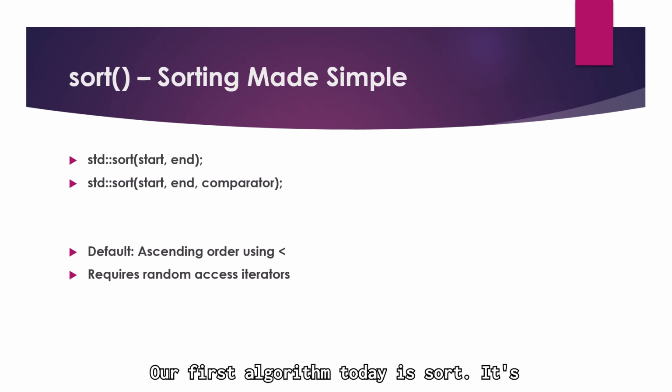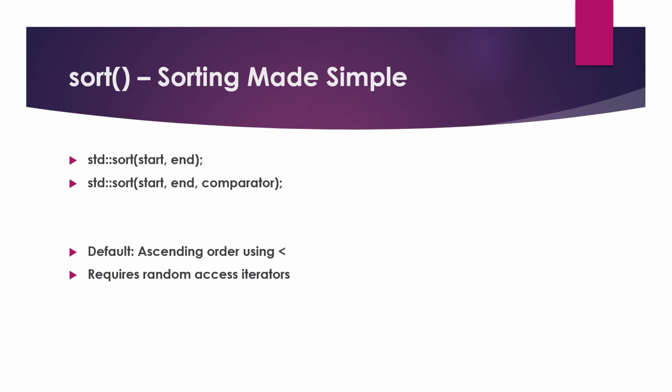Our first algorithm today is sort. It's one of the most commonly used algorithms in C++. The syntax is simple: std::sort(start, end). This sorts the elements in ascending order using the less than operator by default. If you want custom sorting, you can pass a comparator function or a lambda. Note that sort works only with random access iterators, so vectors, arrays, and deques are okay. But sets, maps, and lists won't work because their iterators don't support random access. Keep that in mind when choosing your containers.